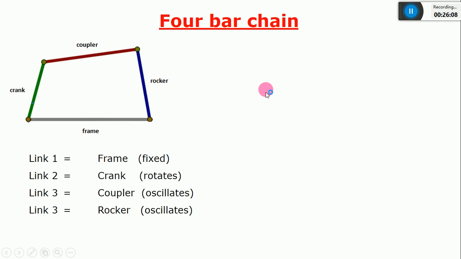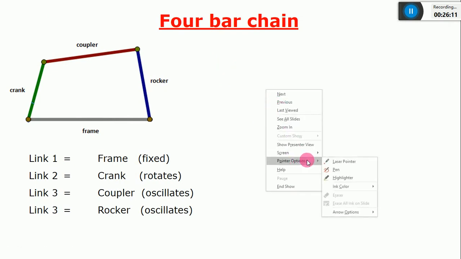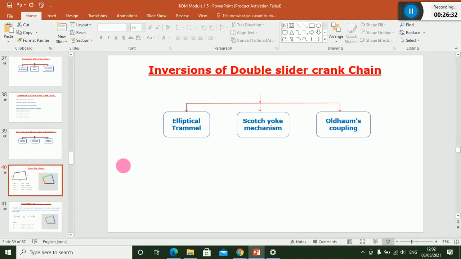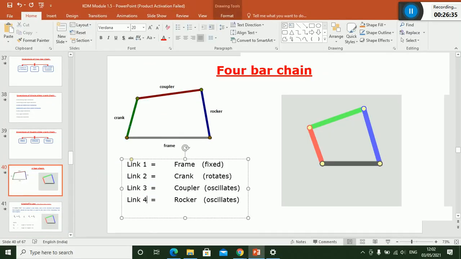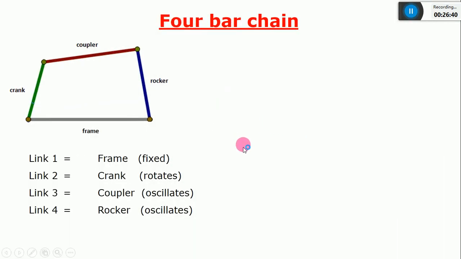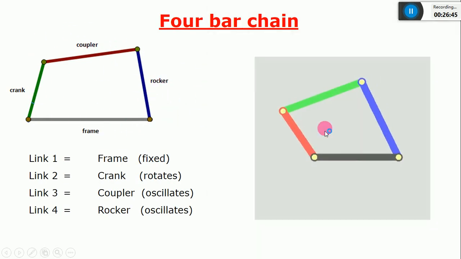This topic was explained in the previous class, correct? First I'll take the 4-bar chain, the first of the 3 kinematic chains. Remember the names of all the links. It has 4 kinematic links: link 1, 2, 3 and 4. Once again, take this. And this is the animation.